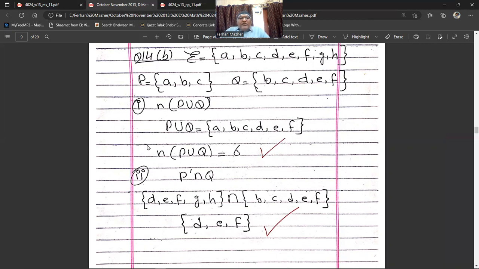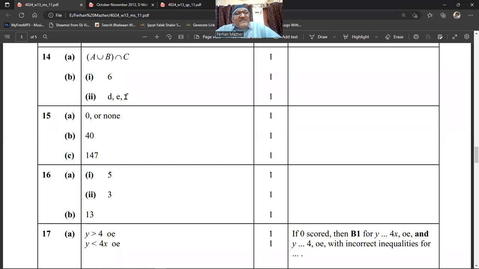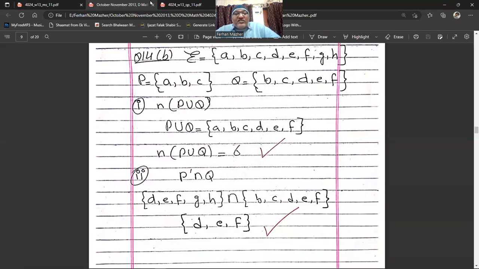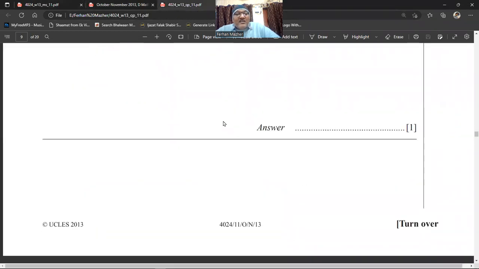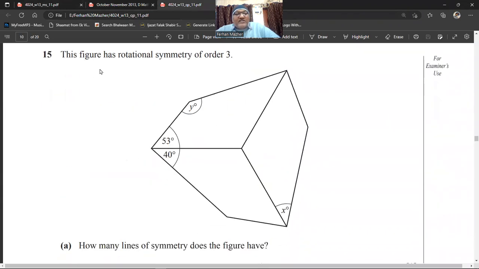So the common members between P complement and Q are D, E, and F. They ask us to write down the list. So that is D, E, and F. Okay, so our answer is right. Hopefully you understand. Okay, so we are going to the next question.